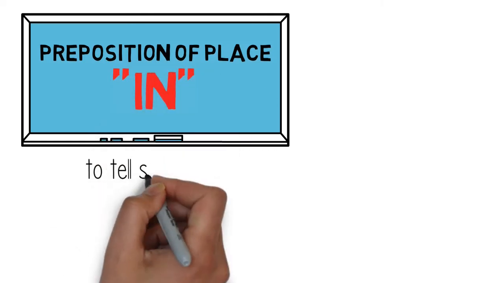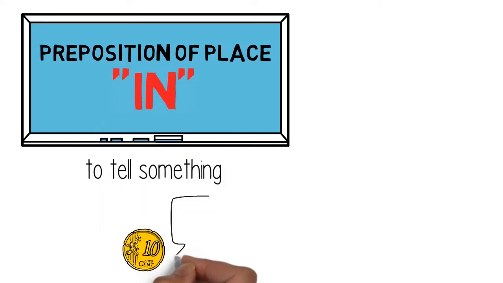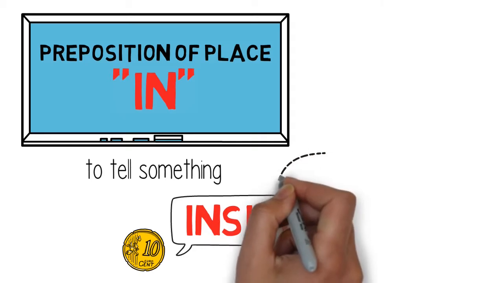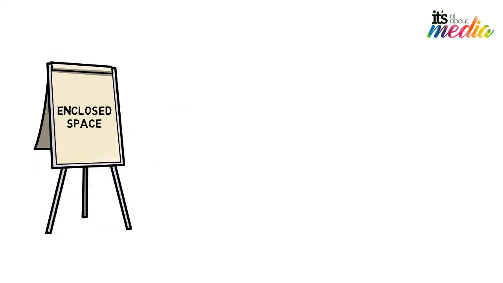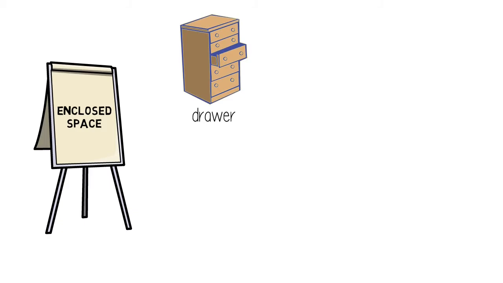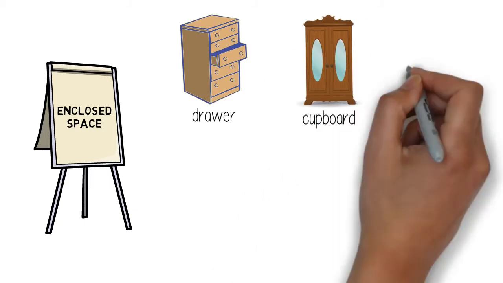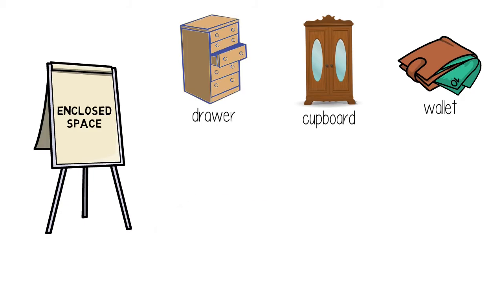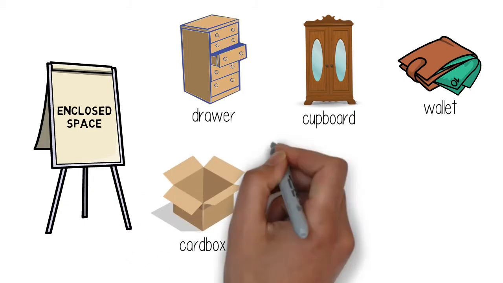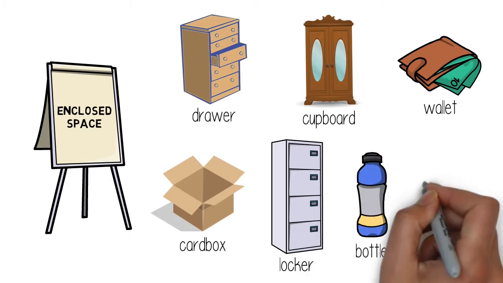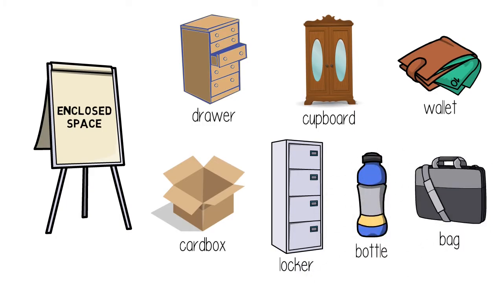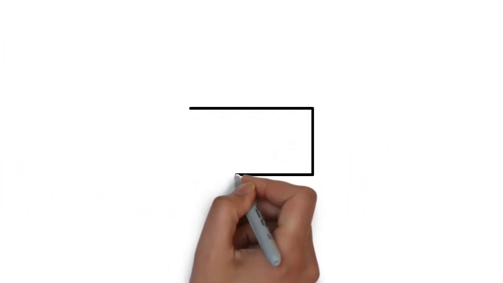The preposition in is clearly used to tell something which is inside a closed space. You can easily find enclosed spaces around you. Drawer, for example, cupboard, wallet, card box, locker, bottle, bag, and so on. Remember, the thing you want to tell by using this preposition must be inside of something.